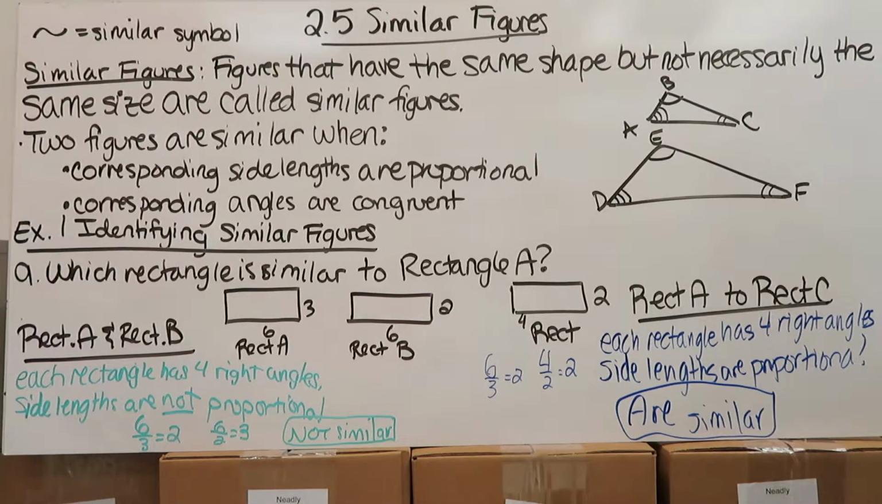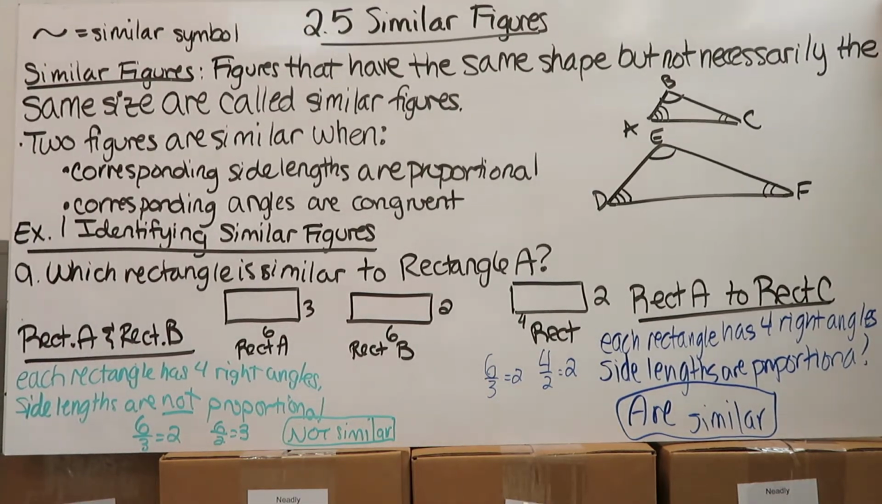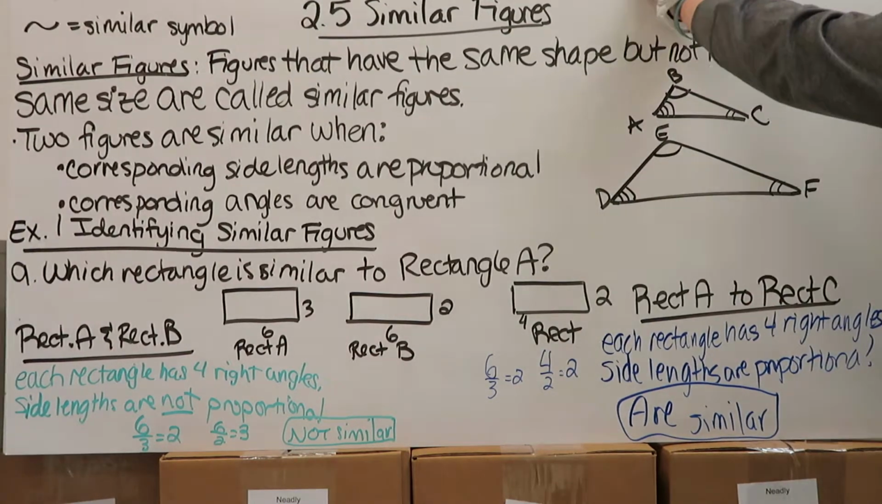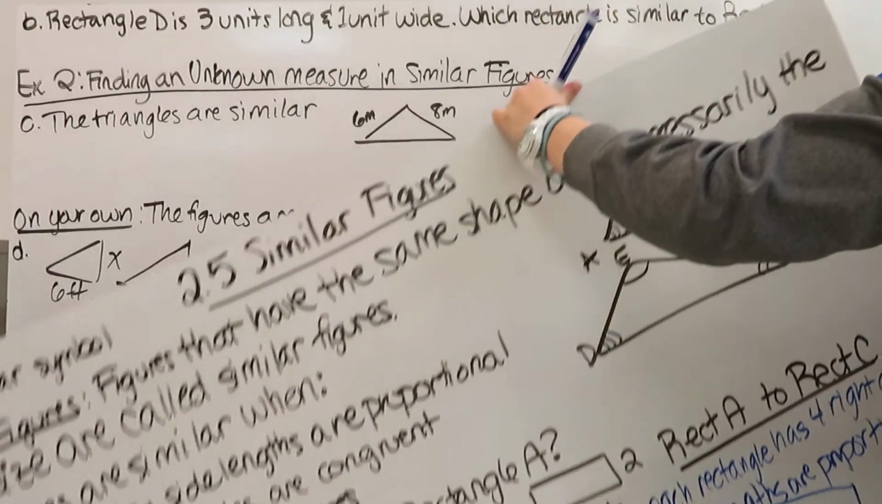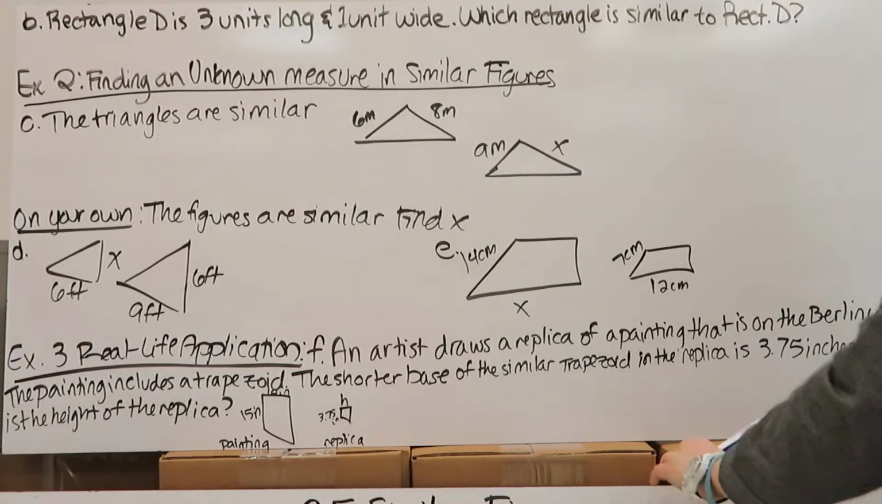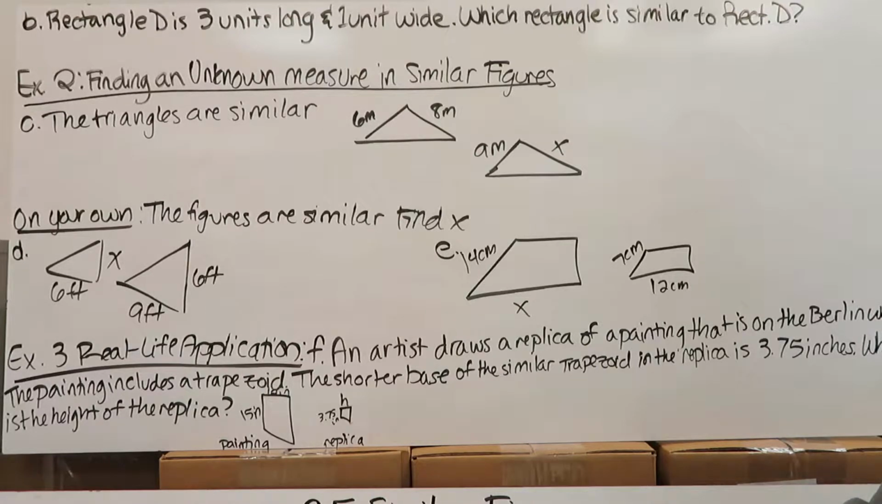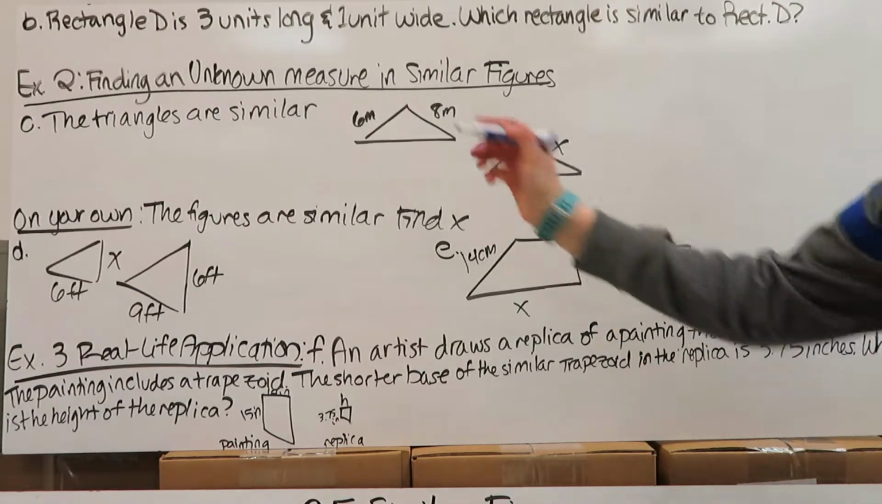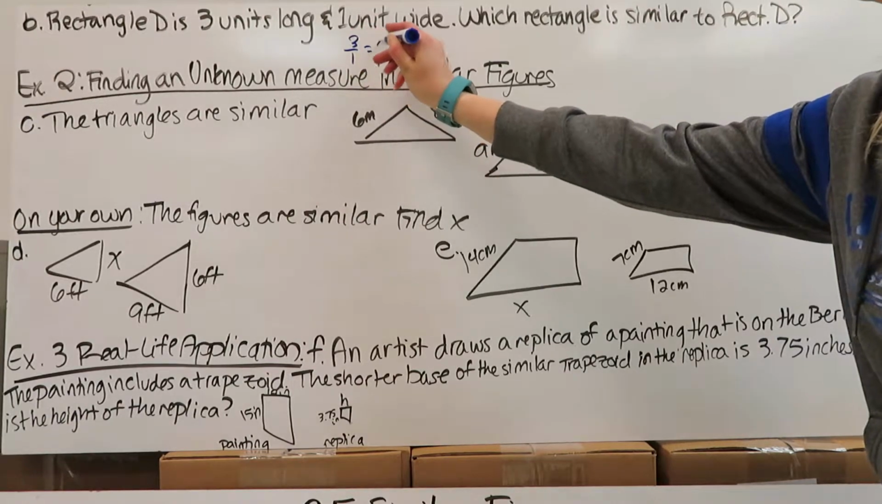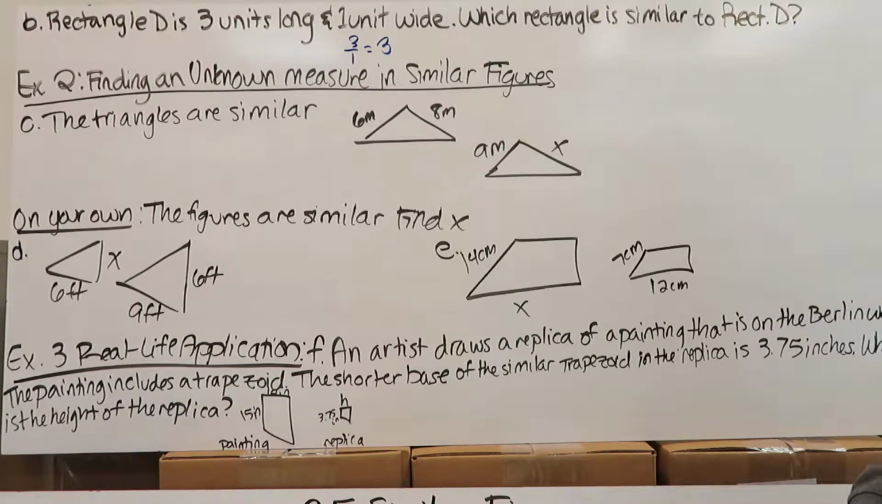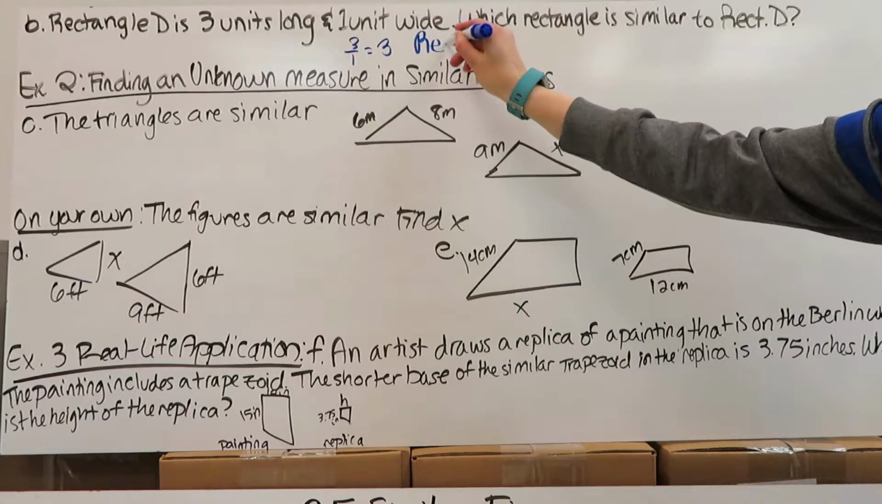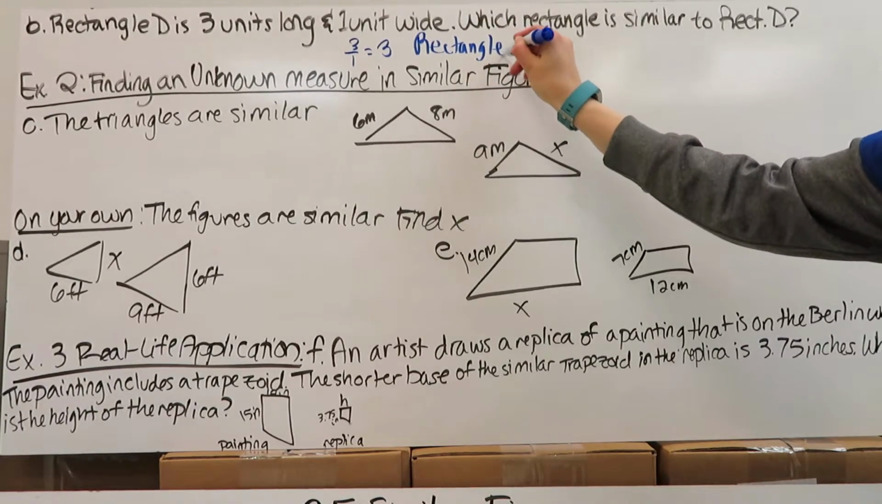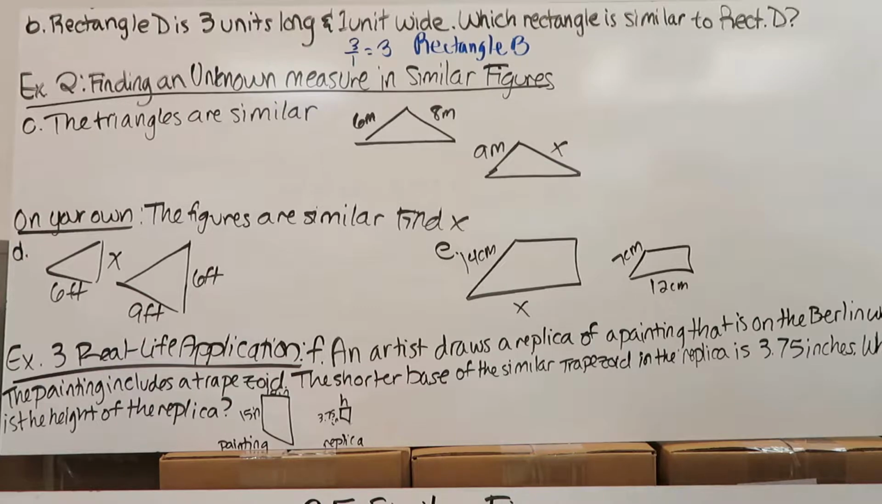Right. So the last problem on this side is on your own. Go ahead and try it, then come back and check while I move this board down. All right, rectangle D is 3 units long and 1 unit wide. Which rectangle is similar to rectangle D? Well, 3 divided by 1 is going to give you 3. We established earlier that rectangle B has a proportion of 3, so this is going to be rectangle B.